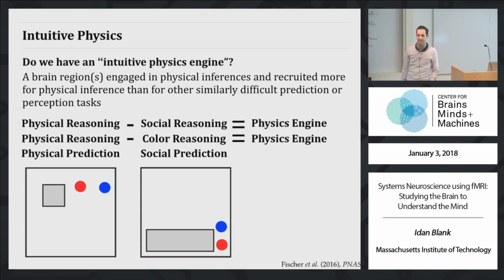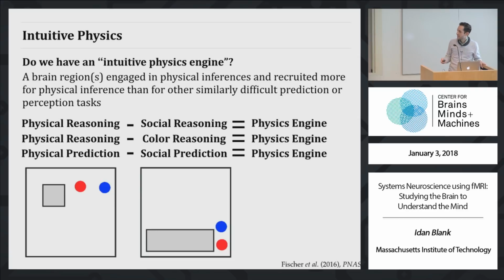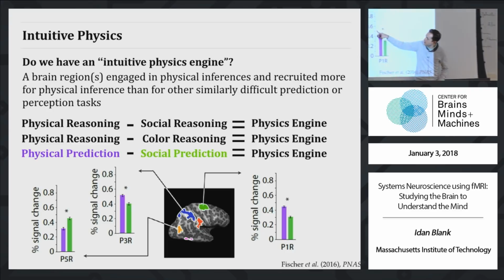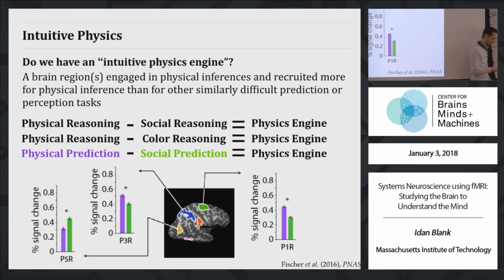Does that make sense? Yeah. So this is exactly the same task, but different stimuli. And so when he did this, he found the regions, again, responding more to the physical prediction than to the social prediction.